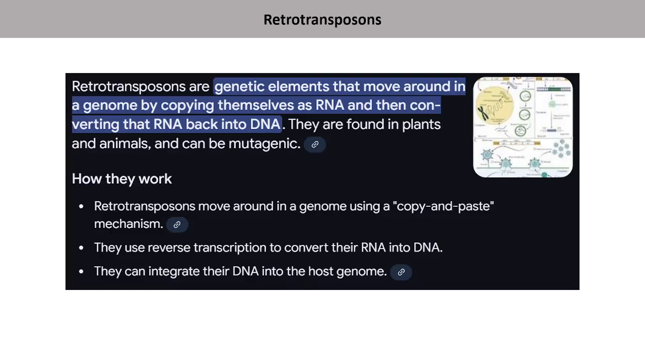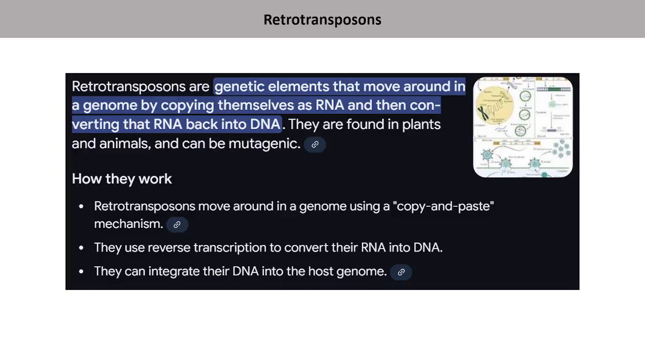In certain cases, like in plants and animals, these are found and they can be mutagenic. That means the retrotransposon that is moving around or copying itself in any organism can be mutated or altered with time, and that particular RNA will then get converted back to DNA and then work as genetic material. So this is what a retrotransposon is. Now the question is, how do they work? Basically, retrotransposons use the mechanism of copy and paste.